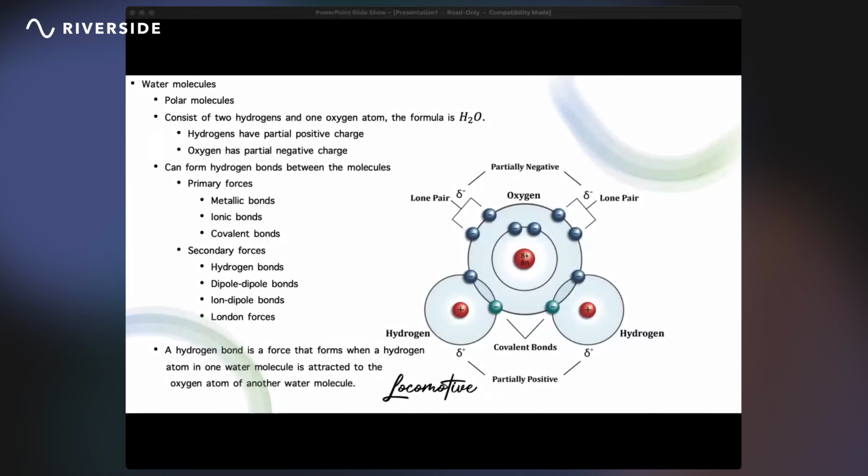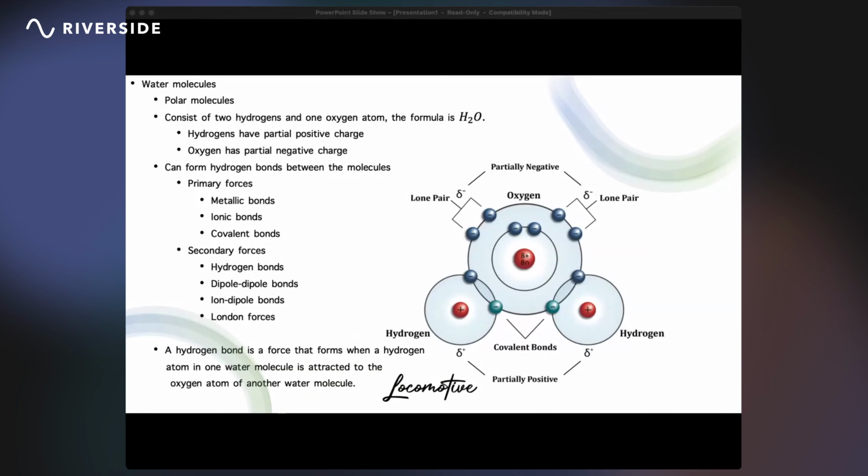When water molecules are close together, the positively charged parts are attracted to the negatively charged parts of the other water molecules. This kind of attraction between water molecules is a secondary bond known as a hydrogen bond. We have 2 types of forces, primary and secondary. Primary forces are attractive forces between basic or fundamental particles like atoms and ions. Based on the type of particles involved, primary forces include metallic, ionic, and covalent bonds.